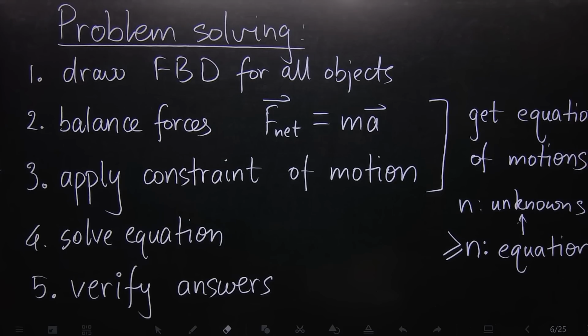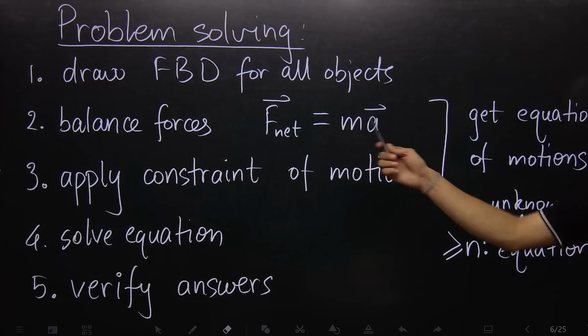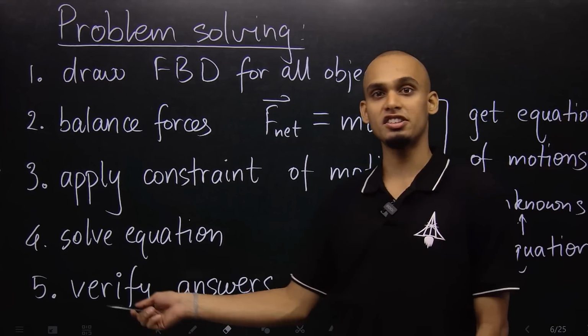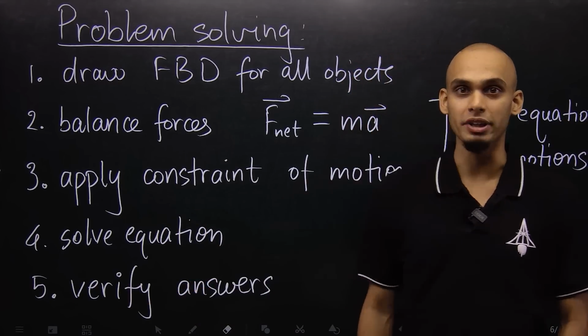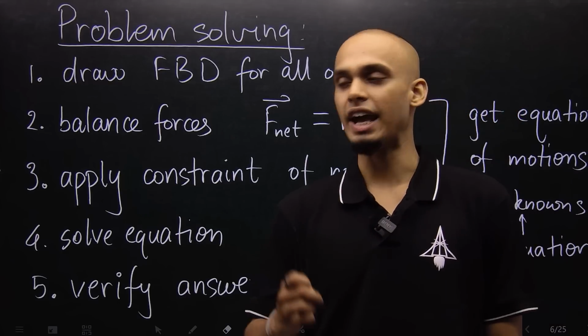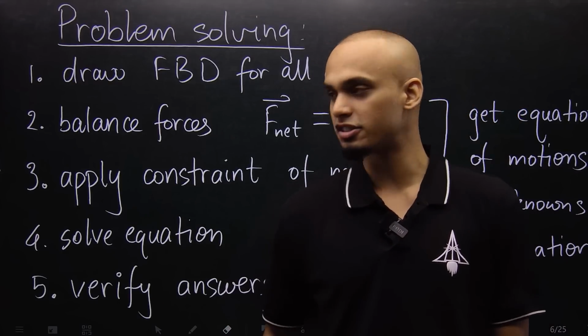And remember, our objective is to solve for whatever unknown quantities are asked in the question. And for that, we need at least n number of equations. We need at least as many equations as unknowns we have in the problem. And these equations are generated by either balancing forces or applying constraints of motion. Most probably, string constraints will be used, which we will take a look at in just 2 minutes.